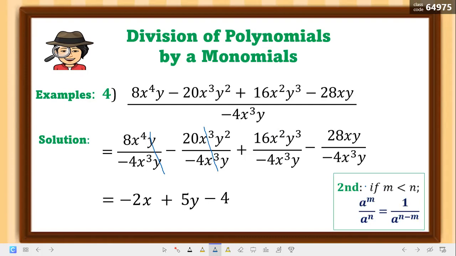Ito yung second law, or I mean second case, condition. Kaya nandito po siya, 1 over x raised to 3 minus 2. Mas mataas kasi itong exponent sa baba, yung 3. Kaya gumamit tayo ng reciprocal. 1 over x. Tapos, since yung x nasa denominator, kaya dyan mo siya ilalagay. Wala na yung 1 dyan kasi 1 times negative 4, negative 4 pa rin siya. Dito tayo sa last term. Negative 28 divided by negative 4.